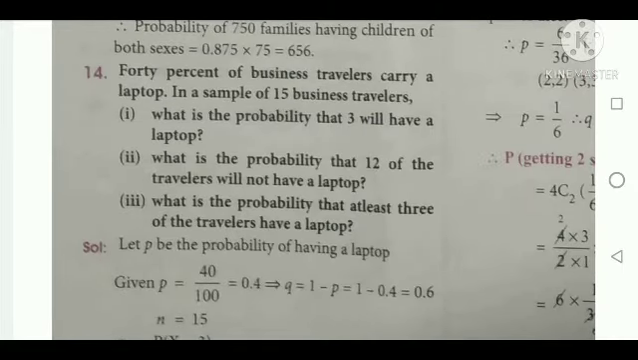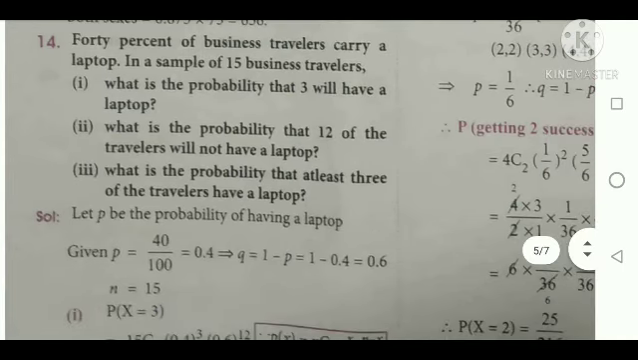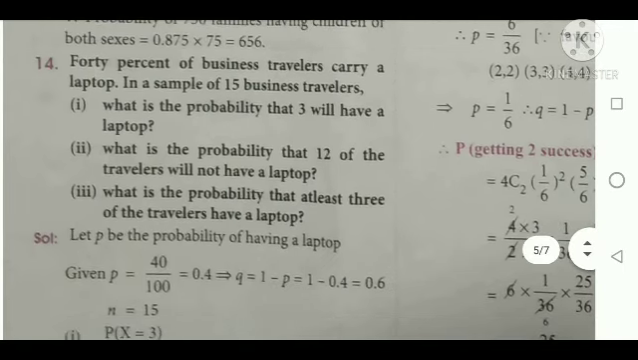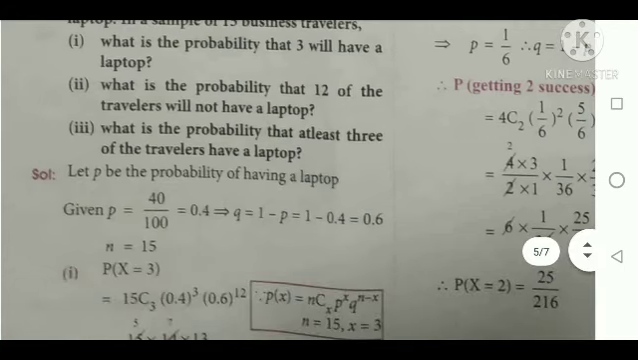Next one. 40% of the business travelers carry a laptop. In a sample of 15 business travelers, what is the probability that 3 will have a laptop? What is the probability that 12 of the travelers will not have a laptop? What is the probability that at least 3 of the travelers have a laptop? Here p equal to 40 by 100, that is 0.4, and q equal to 0.6, and the sample is 15, therefore n equal to 15.